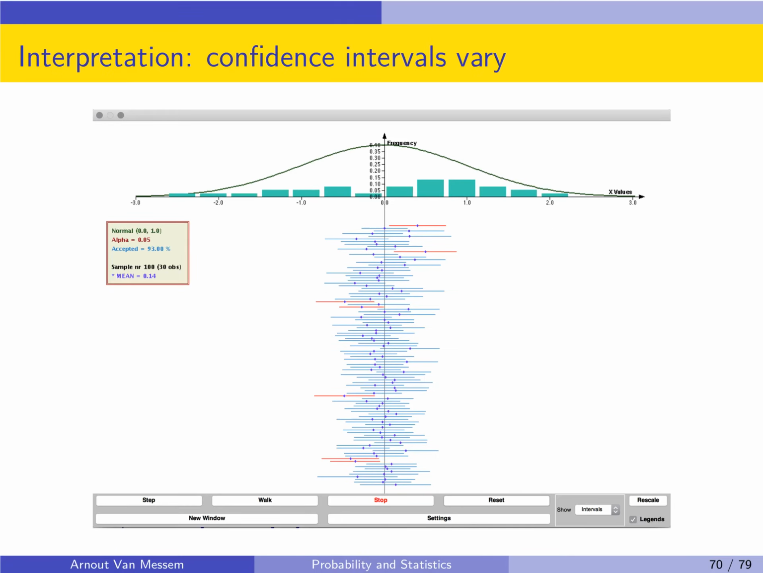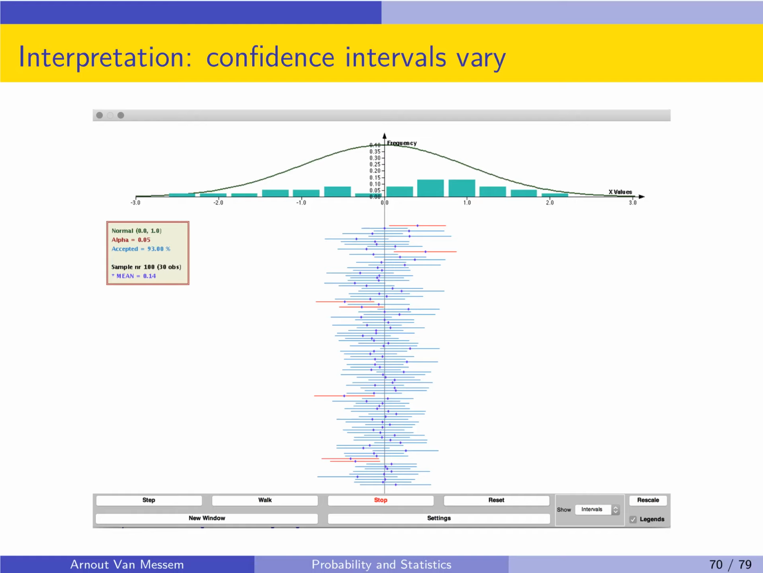On this slide, we visualize the interpretation of the confidence interval. As we said before, a 95% confidence interval means that if I would take 100 samples, then on average, 95 of the samples give me a confidence interval that contains the true value of mu. So what we did in this case is we took a standard normal distribution. We set alpha equal to 5%, so 1 minus alpha is 95%, so we are looking for a 95% confidence interval.